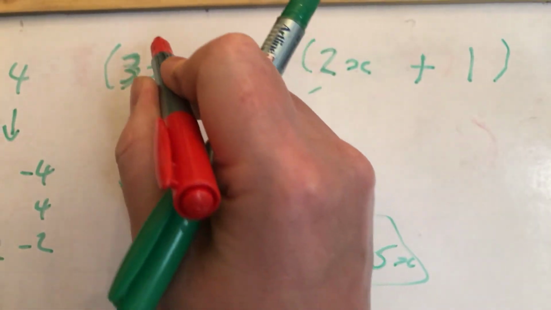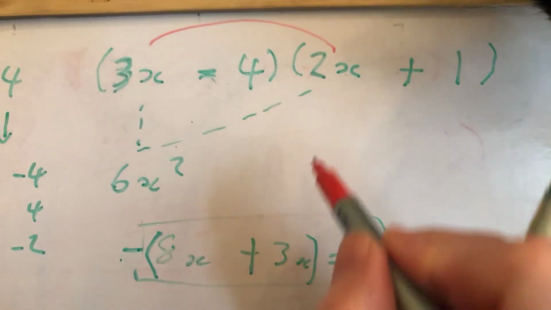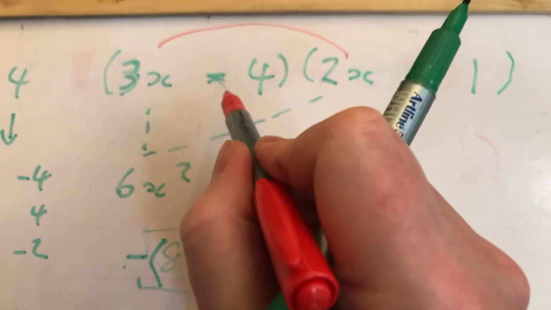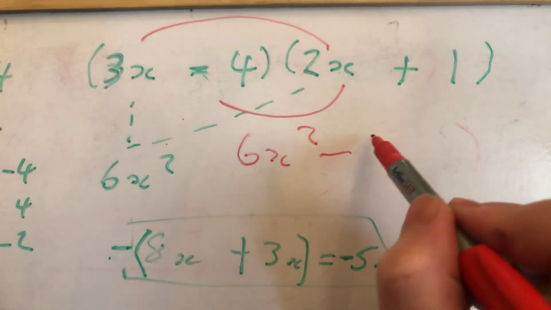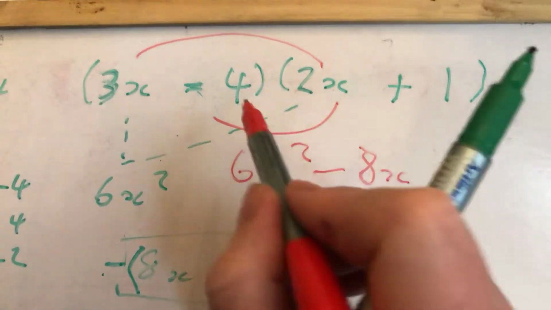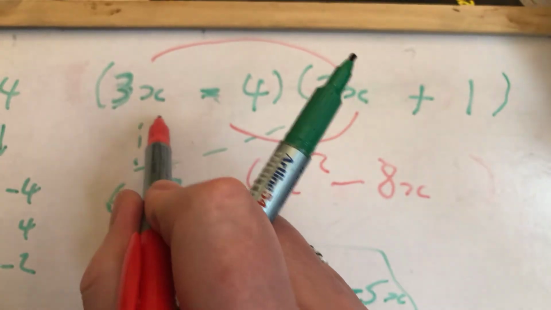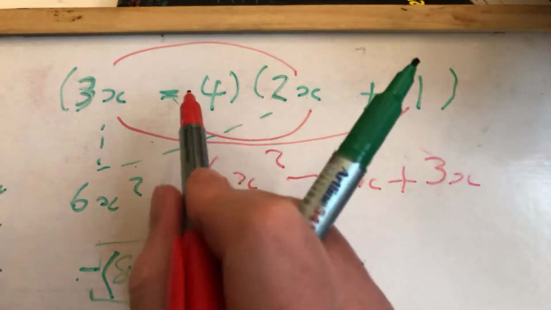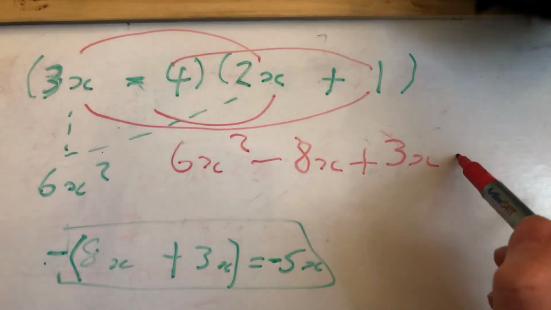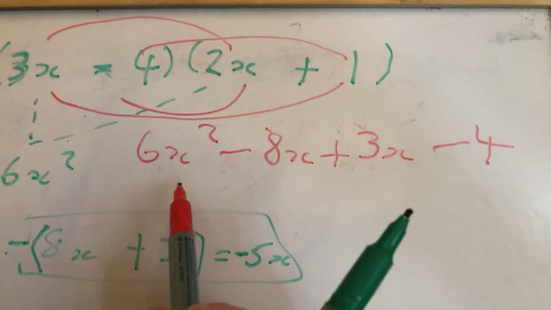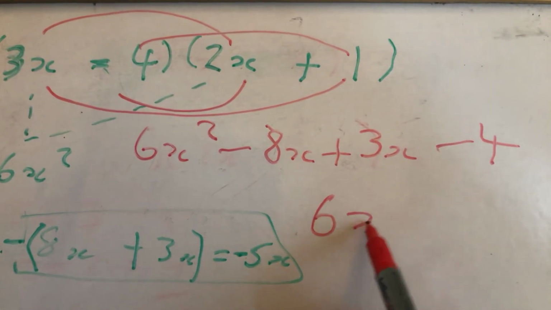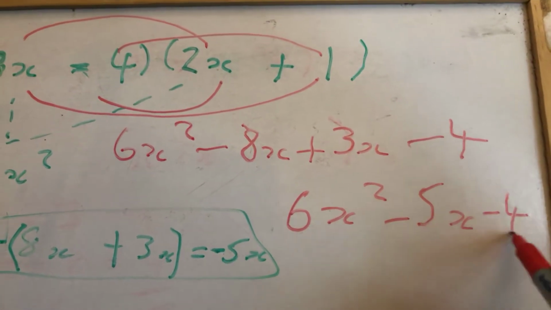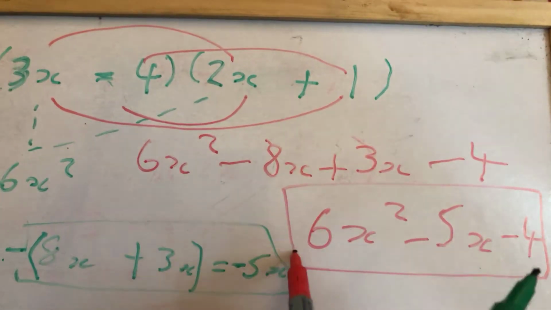So how does that work? We've got the 3x times the 2x, which gives us 6x squared. Then we've got the minus 4 times the 2x, which is equal to minus 8x. And then we've got the 3x times the 1, which is equal to plus 3x. And then we've got the minus 4 times 1, which is equal to minus 4. Simplify it, gather the terms, and that gives us 6x squared minus 5x minus 4. And there you go, that's the solution.